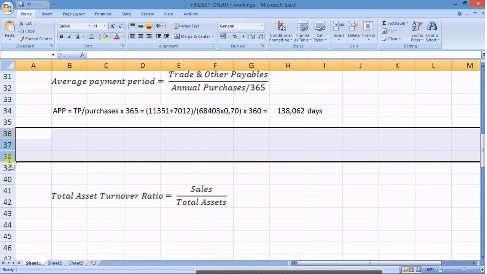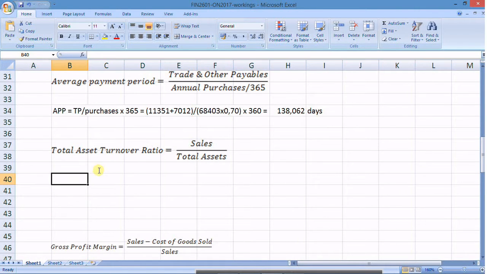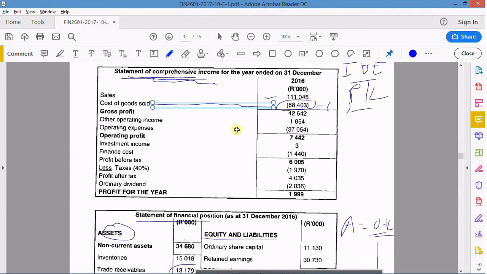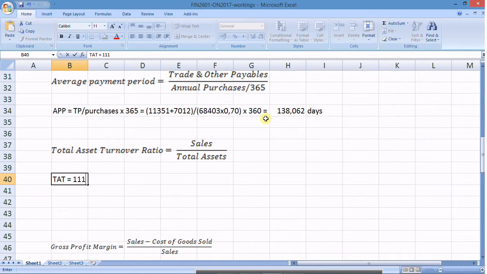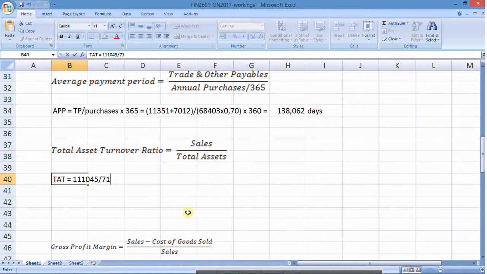Next, total asset turnover. Alright, the sales. Total asset turnover equals 111045 divided by total assets, 71975. 71975.